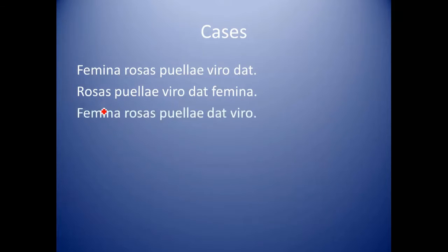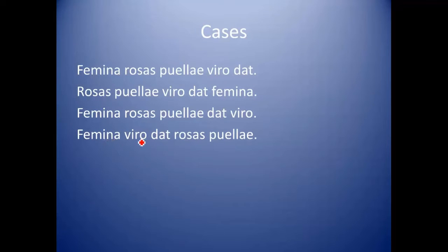Or here we could give a secondary emphasis to viro. We could move the dative, the indirect object, to the end. So the woman gives the roses of the girl to the man. And we could have switched femina and viro if we wanted. It's still going to be the same sentence. All of these are synonymous in meaning, just not in emphasis. Or femina viro dat rosas puellae. The woman to the man gives the roses of the girl.